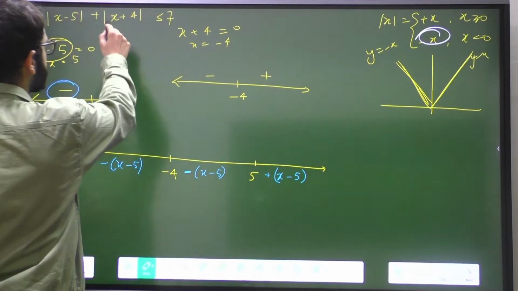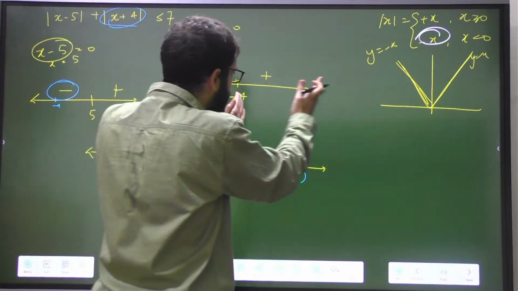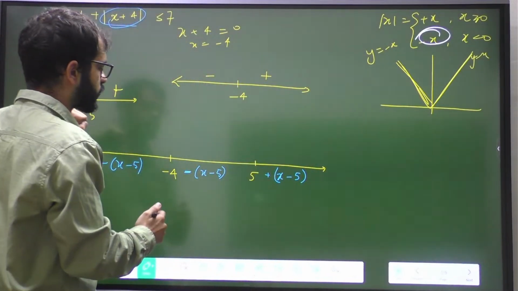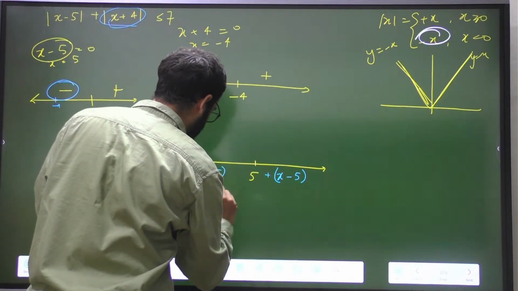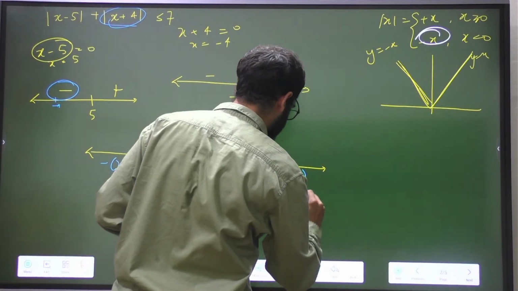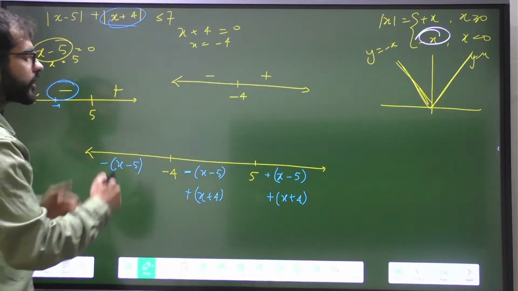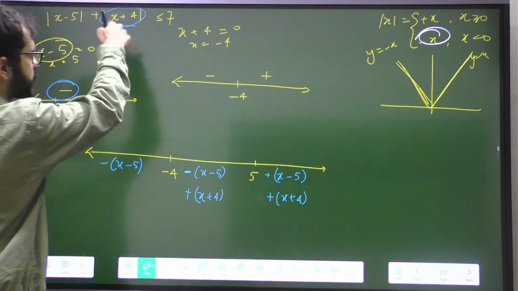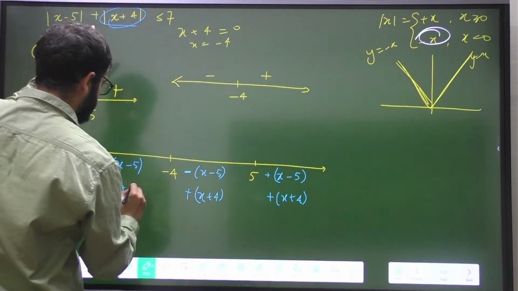Now what happens in this second expression? The second expression says x plus 4, but if the input is greater than -4, then this is going to be positive. Greater than -4, it will be positive. So I'll put plus of x plus 4. Again this is greater than -4, so I'm going to put x plus 4 with a positive sign. But when the input goes less than -4, this expression becomes negative. So I have to put a negative sign in front of the expression x plus 4.